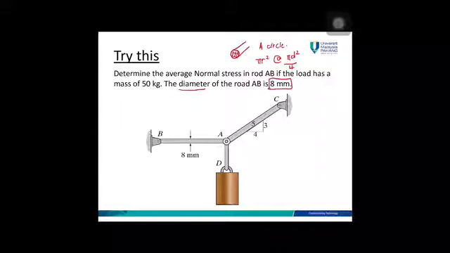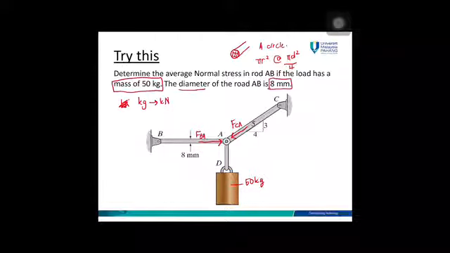And also the question gives you a mass, 50 kilogram. You need to know how to convert kilogram to kilonewton. This one is 50 kilogram. For this question, A is pin and B is pin. So if it is pin, you can just solve the internal forces. This one I label it as FBA, and here is FCA. How did I know the direction?